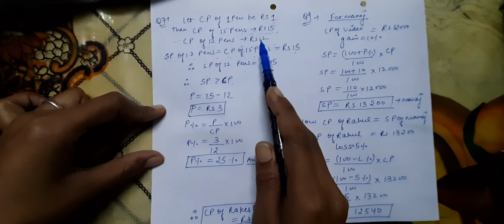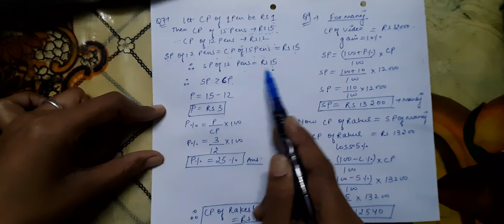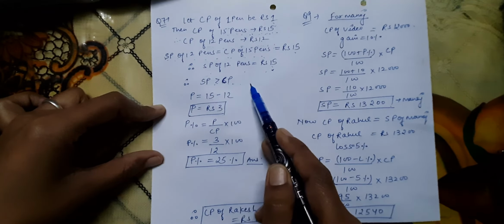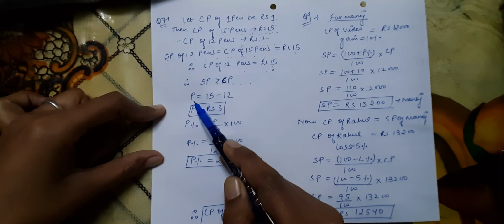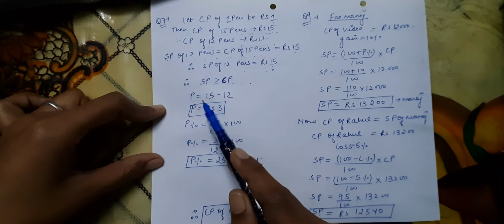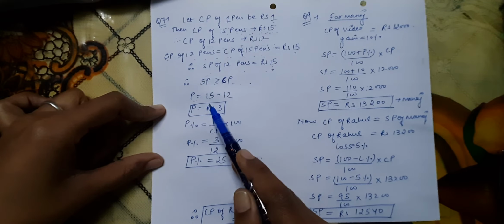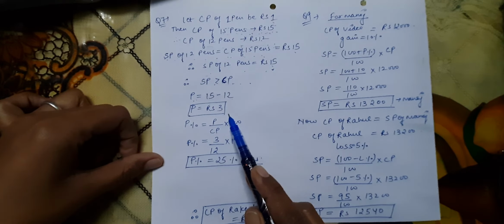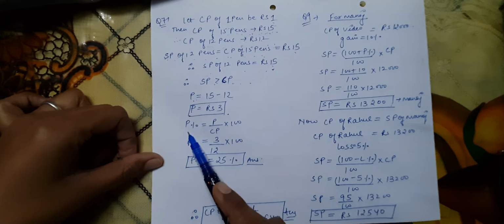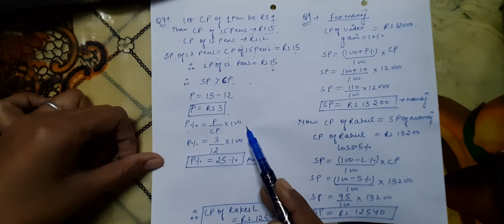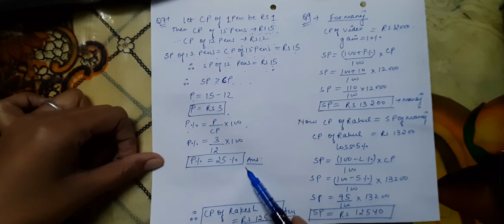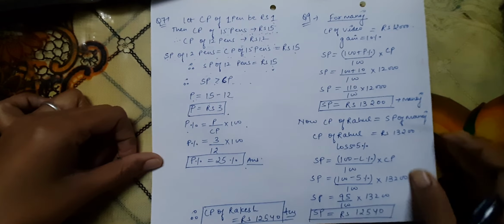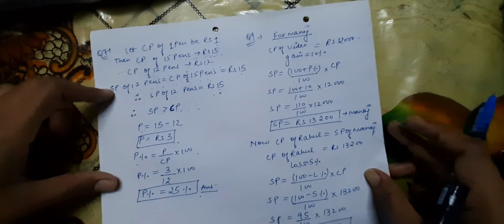Here it is 15, here it is 12. So it can be seen easily that the selling price is greater than its cost price. Then we will have profit. Profit we will calculate by subtracting cost price from the selling price. We will get rupees 3 as the profit. And similarly, you can calculate the profit percent by putting the values in this formula, and this is your required answer. Now we will discuss the question 9.